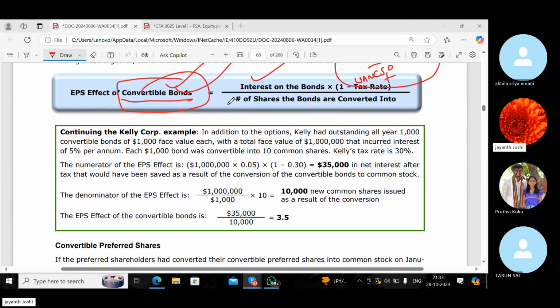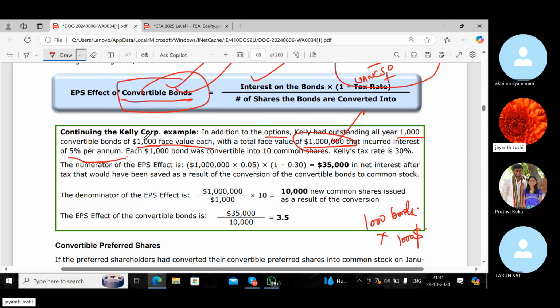Now continuing the Kelly Corporation example, in addition to the options, options were given to the executive or the president in the company to buy the shares at some $10. Kelly had outstanding all year 1,000 convertible bonds of $1,000 face value each. So there are 1,000 bonds and each bond has $1,000 face value. When I multiply these, I get the total face value. That incurred interest of 5% per annum.